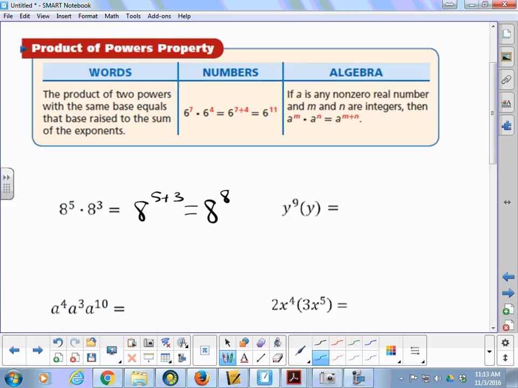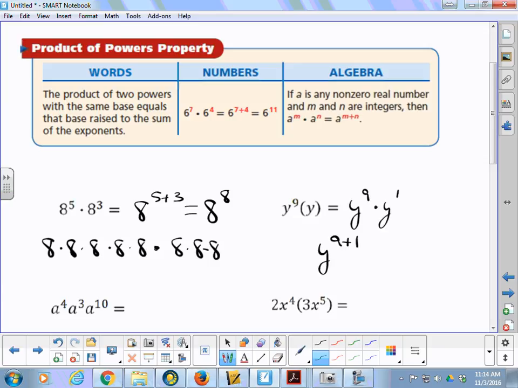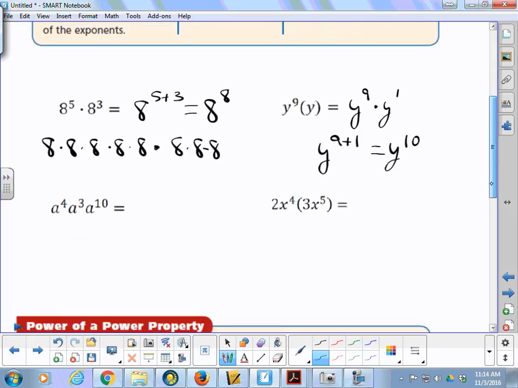So I know some of you are getting it, because if I write it out, I've got 5 eighths multiplied by 3 eighths, and I've got 8 eighths there. So this rule works with all of them yesterday, where we were writing them all out because we wanted to see them, right? All we have to do is, if we're multiplying with the same base, we add the exponents. Here we have y to the 9th times y to the 1st power. So it's going to be y to the 9 plus 1, y to the 10th power. So we multiply with the same base, we add the exponents, right?